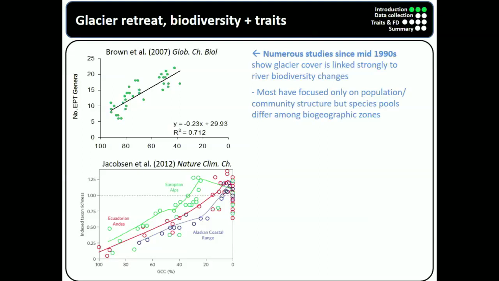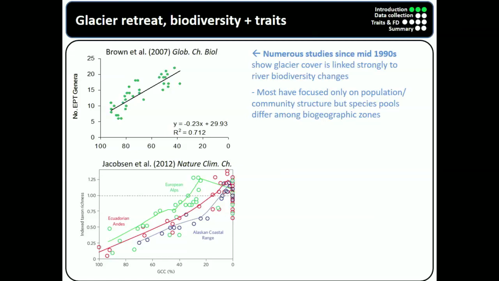More recently, we pooled data sets from three biogeographic zones and published this in Nature Climate Change. This is taxonomic richness, showing increases in richness as we lose glacier cover, but a peak between 30 and 10%, roughly about 20%, where it then drops off slightly.